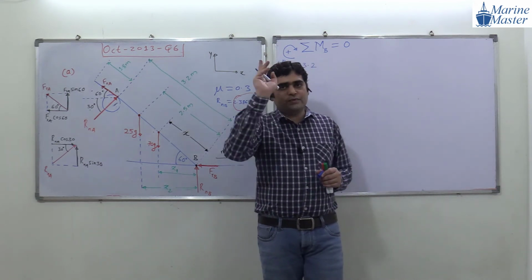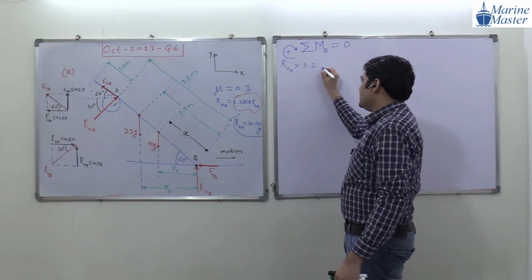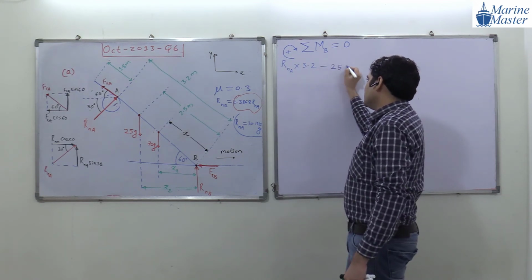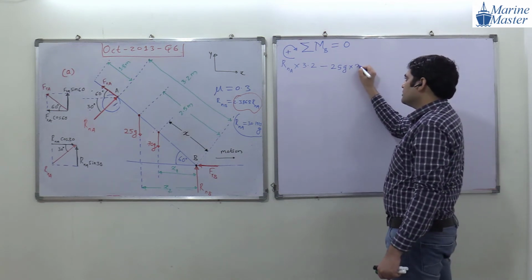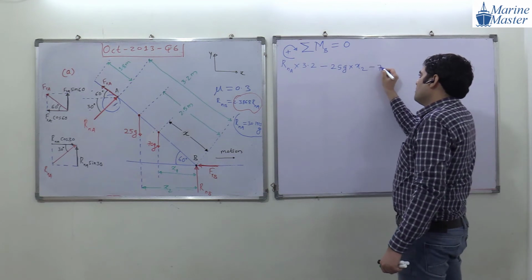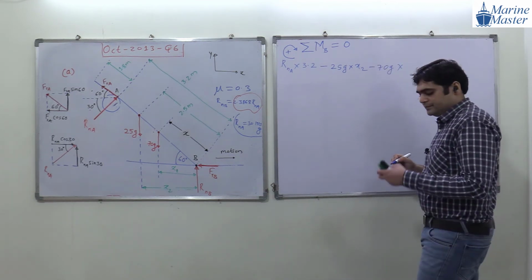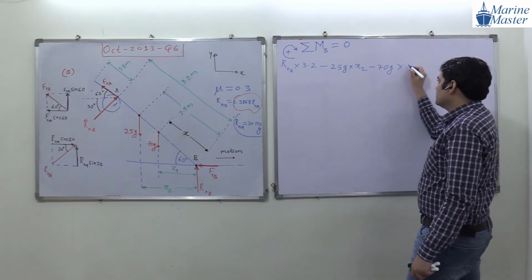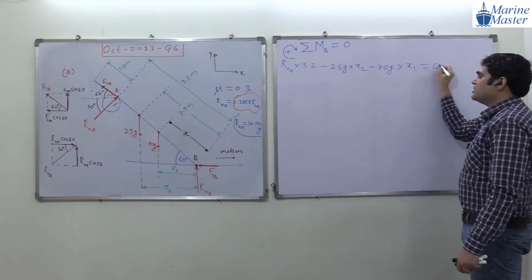What is the effect of 25G about point B? Clockwise or anti-clockwise? Anti-clockwise. Very good. Minus 25G. Perpendicular distance will be how much? X2. Then 70G again anti-clockwise. Minus 70G. Perpendicular distance will be what, guys? Into X1. Very good. Equal to 0. Only these three forces.